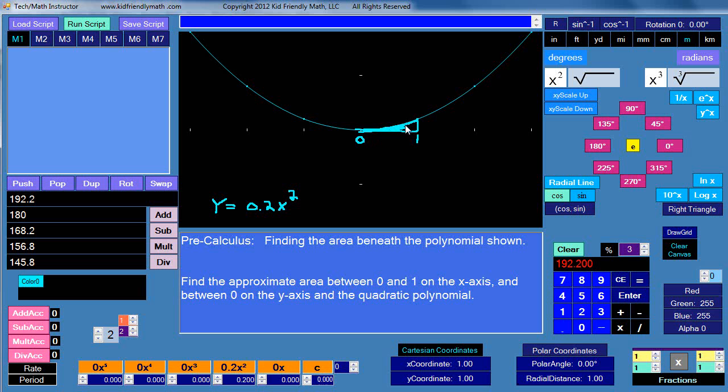Well, that's not quite as straightforward as finding the area of a rectangle or a triangle or a square or even a circle for that matter, because now we have a curve to deal with up above. So somehow that curve factors into this equation. So what we want to do is find that area.